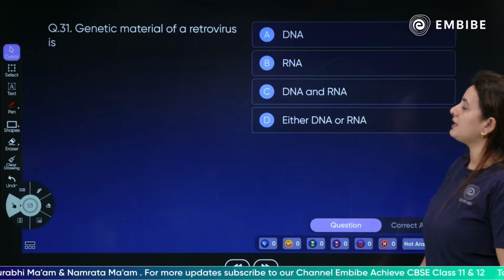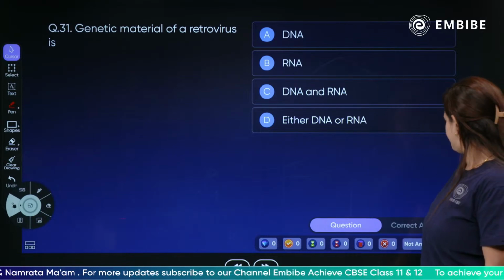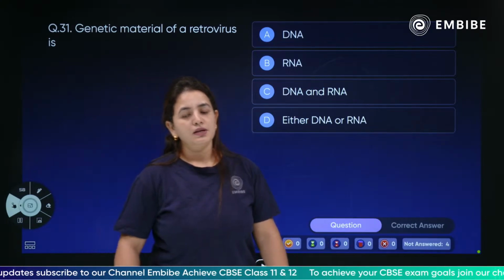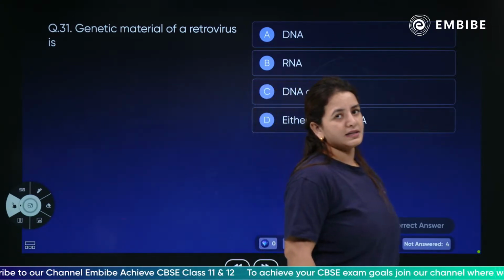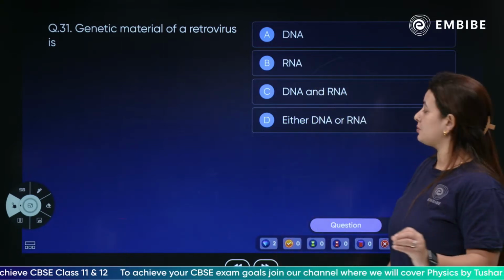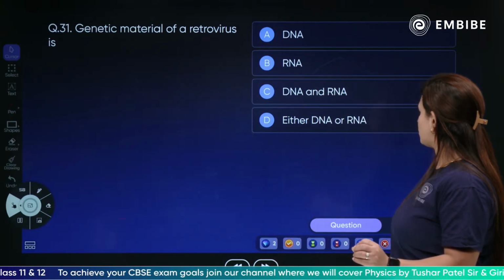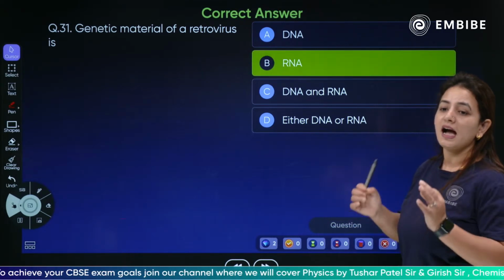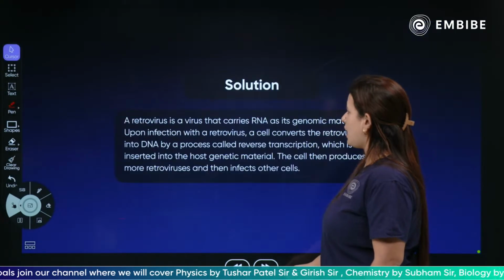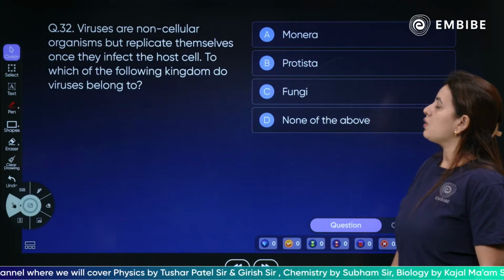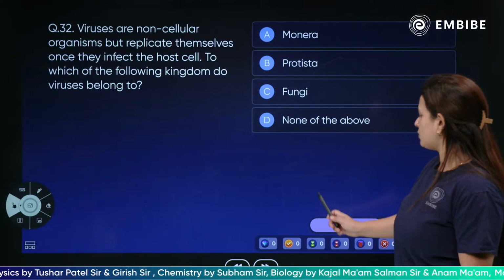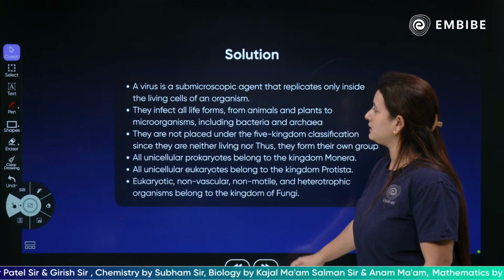Next, the genetic material of a retrovirus. What do you think would be the genetic material of the retrovirus? Could it be DNA or RNA? It's only RNA. Retroviruses have RNA as their genetic material. Viruses are non-cellular organisms but replicate themselves when they infect. I think we have already done this, so just skip it.